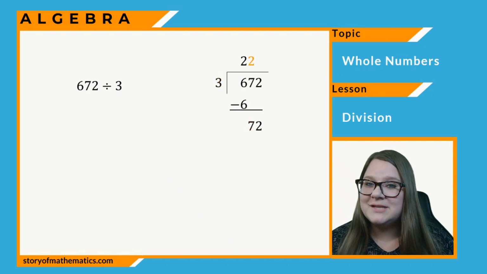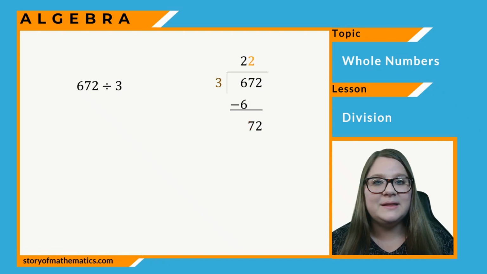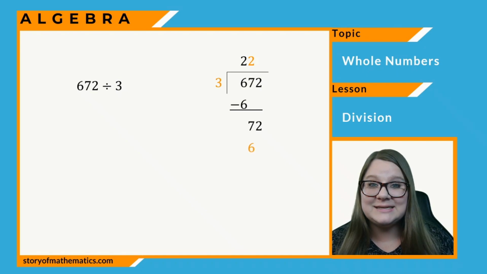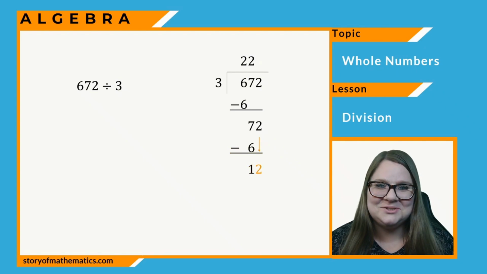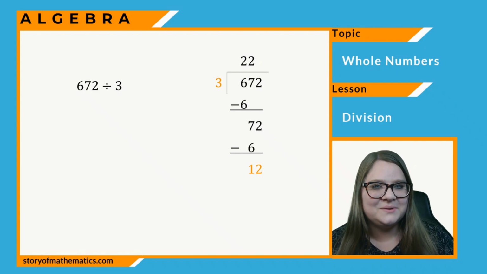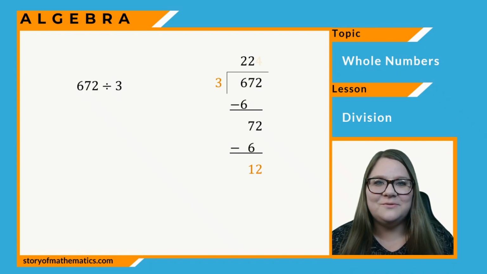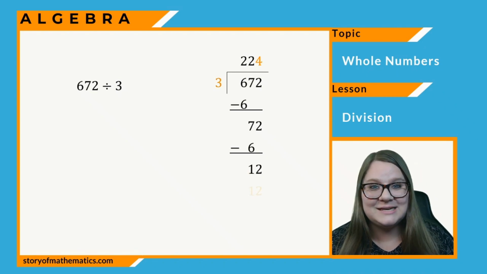So I can write a 2 on the top of my house, and I multiply that by the 3 on the outside to get 6. Now I can subtract that down, and 7 minus 6 is 1. I can also carry down my 2 as well. So now I just need to figure out how many times 3 goes into 12. Well, that's 4 times, so I write that on top of my house. I multiply it by the 3 on the outside to get 12, and I can subtract down again.